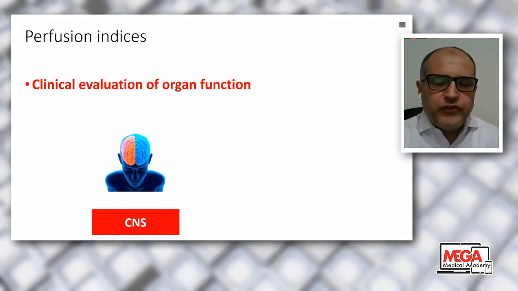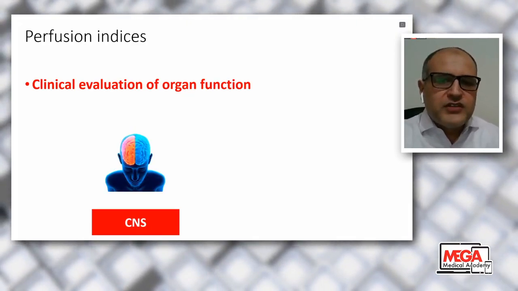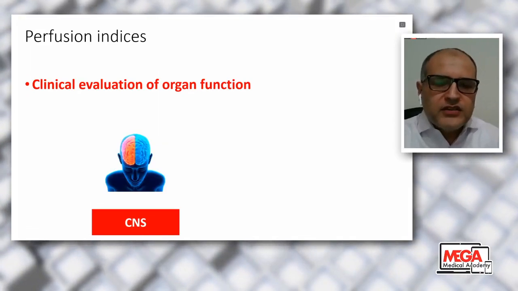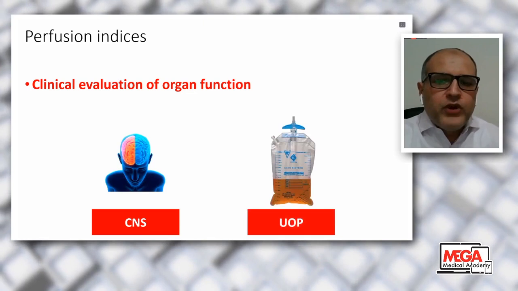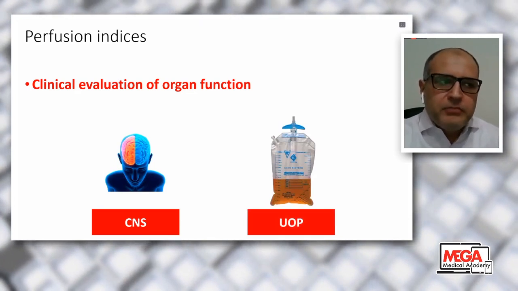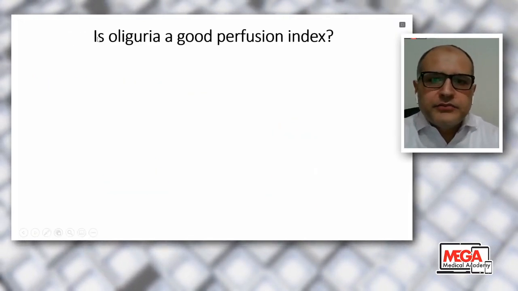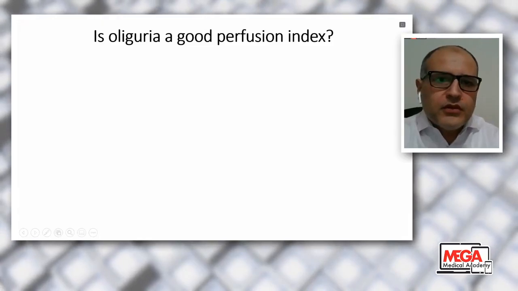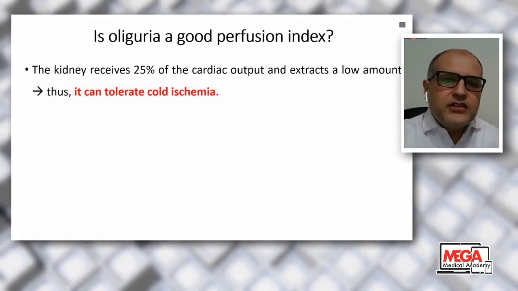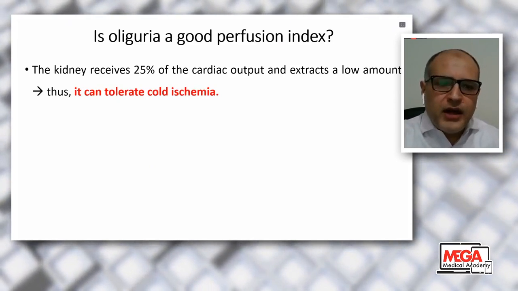In a clinical evaluation of organ function, such as the CNS, if the patient is disoriented or drowsy, this will denote that there is impaired perfusion. If we have diminished urine output, this may denote that we have impaired perfusion. But is oliguria a good perfusion index? The kidney receives 25% of the cardiac output and extracts a low amount.